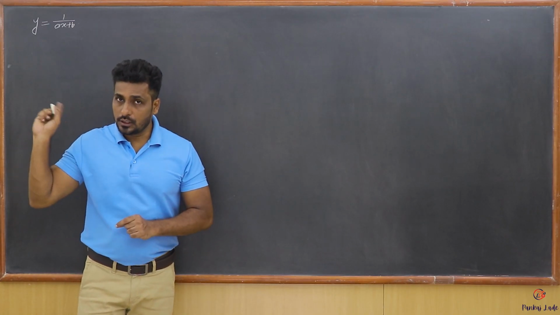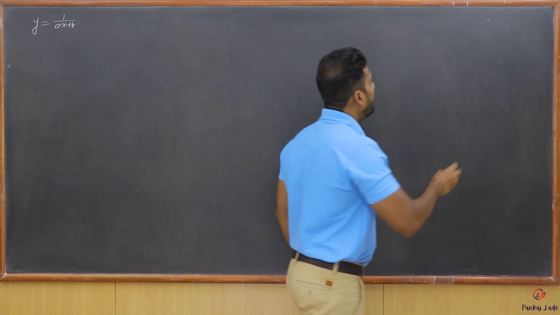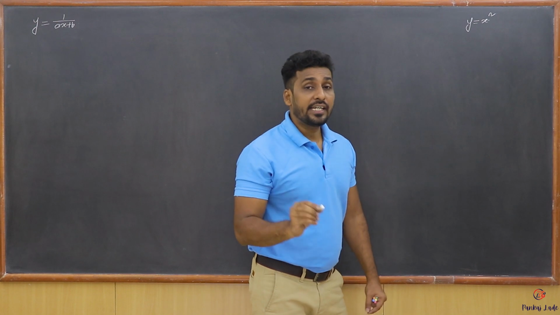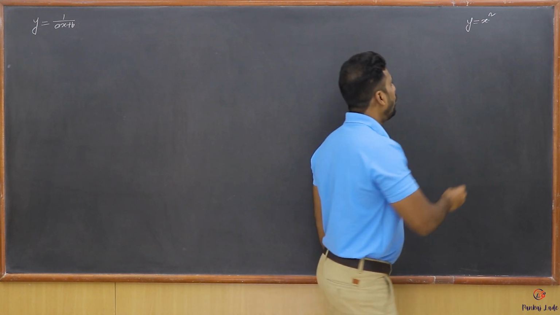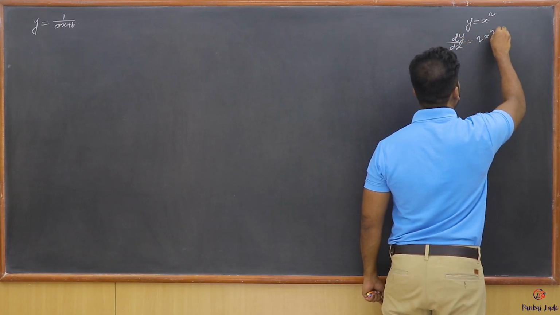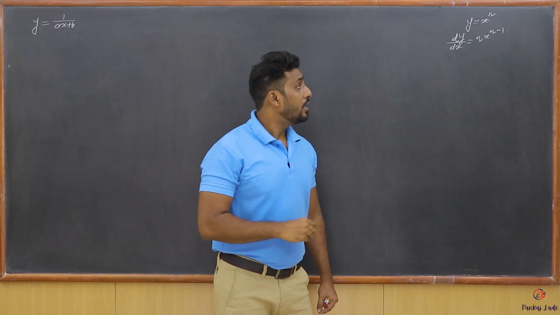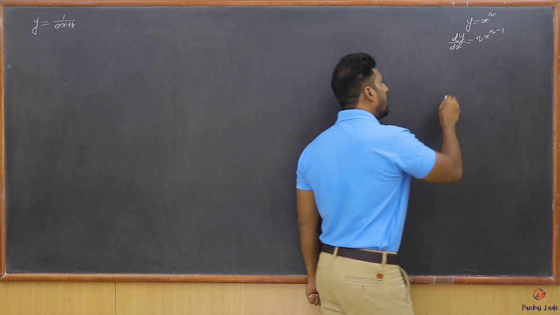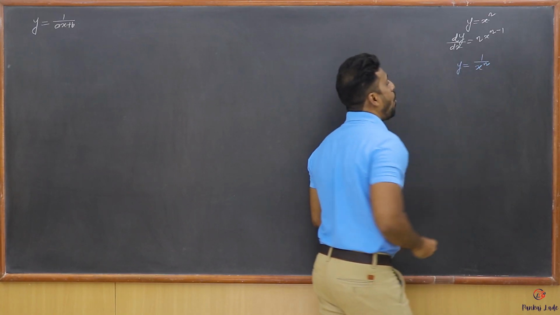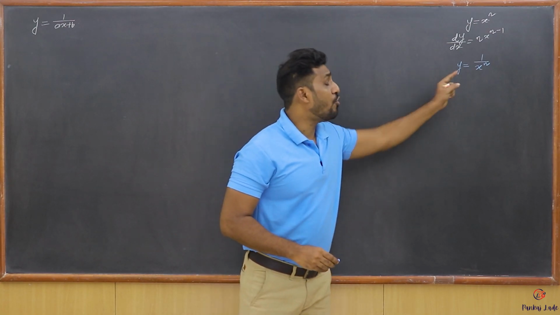Now before I proceed with this particular standard form, I'm going to tell you one very important formula. Do you recall, if I have y is equal to x raised to n, the derivative of x raised to n, as we all know, is going to be n x raised to n minus 1, isn't it? So similarly, if I now ask you to get me the derivative of 1 upon x raised to n, this is very important. You have to memorize this particular formula as well.